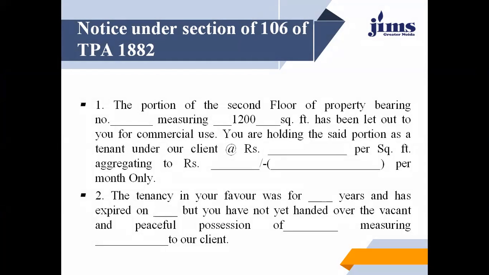The portion of the second floor of the property bearing number so and so, measuring so and so, has been let out to you for commercial use, and you are holding the said portion as a tenant under our client at the rate of rupees so and so per square feet, aggregating to rupees so and so per month only. Second, the tenancy in your favor was for dash year and has expired on so and so, but you have not handed over the vacant and peaceful possession of property bearing number so and so, measuring so and so, to our client. So these are the essential facts wherein you are mentioning and explaining about this property in question.